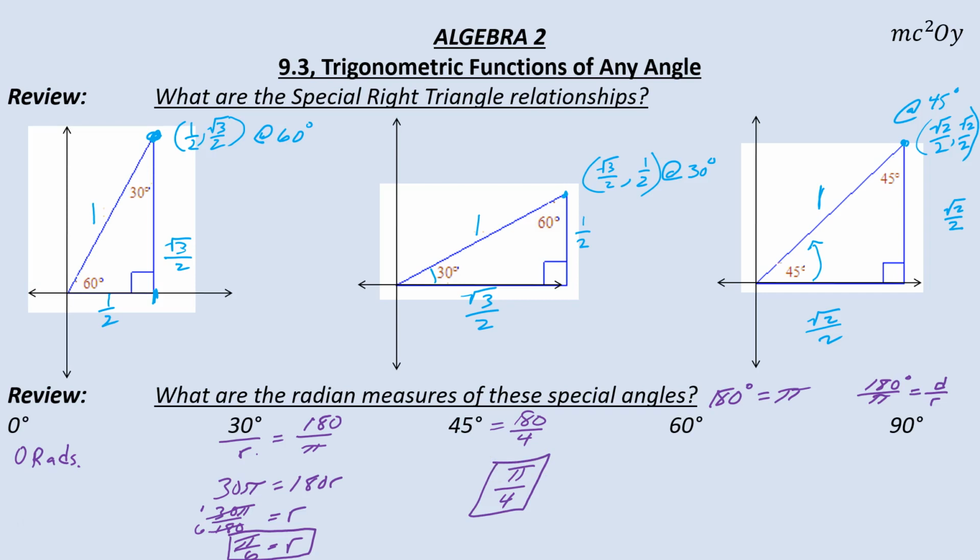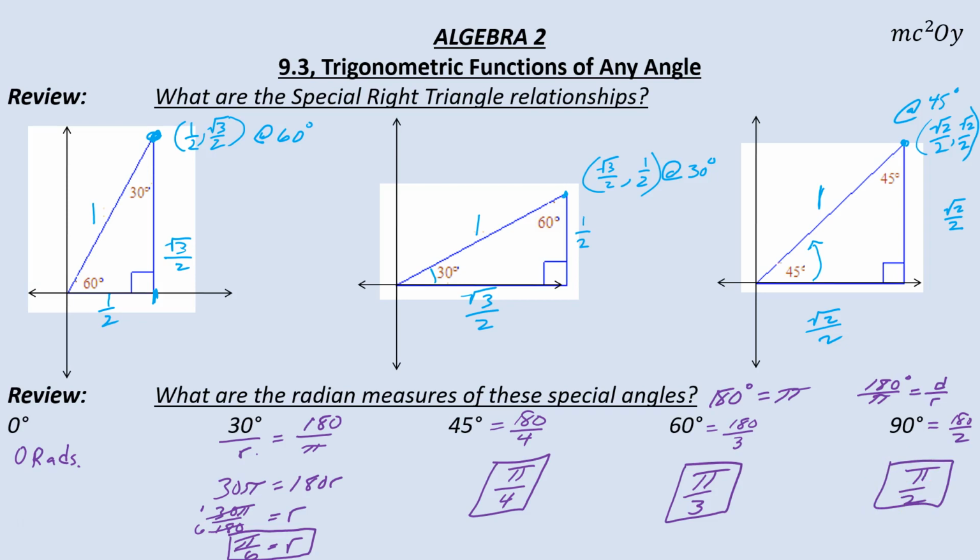Okay, we could try with 60 as well. How many 60s go into 180? Well, that's just 180 divided by 3. Well, that means you're going to have to take pi and also divide it by 3. Pi over 3 radians. How many 90s are in 180? Well, that's just 180 divided by 2. Right, so you're going to take pi and divide it by 2. And that's how many radians are in 90.